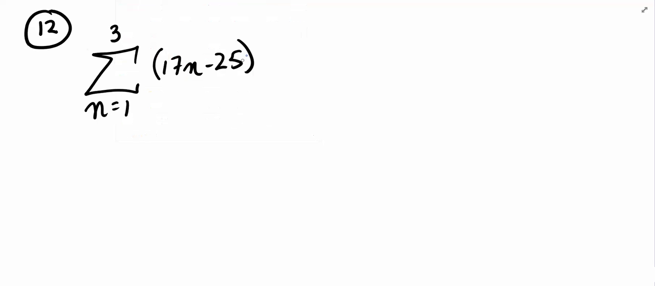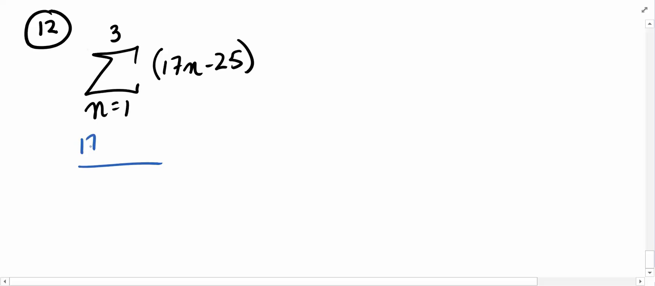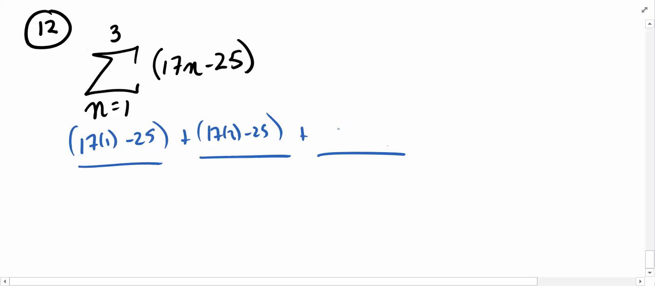So number 12 is asking us for the sum of this. And what this means is, the very first term would be 17 times 1 minus 25, whatever that happens to be. And we want to add that to the next term, which would be 17 times 2 minus 25, whatever that happens to be. And then add this to the third term, 17 times 3 minus 25, whatever that happens to be.